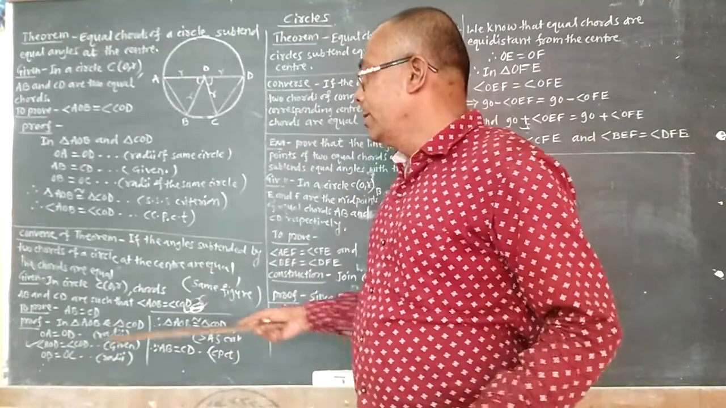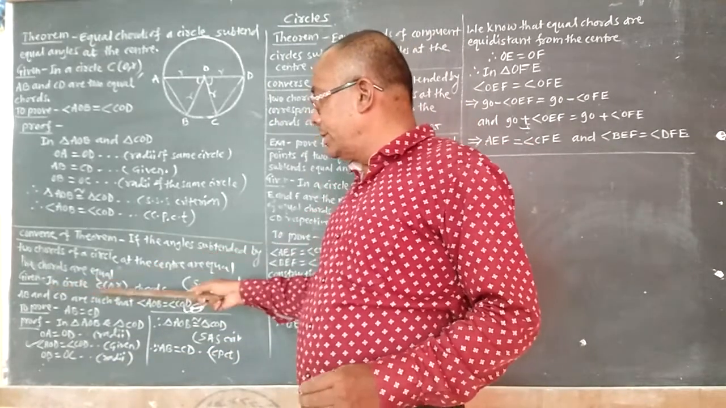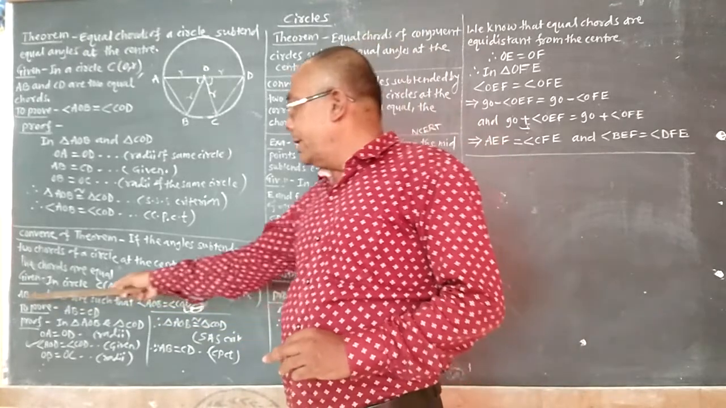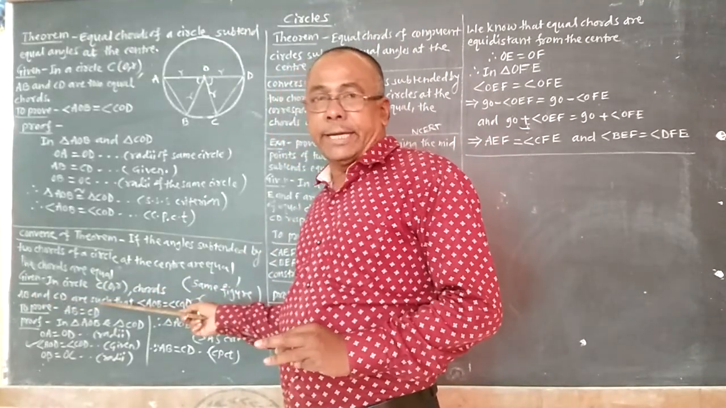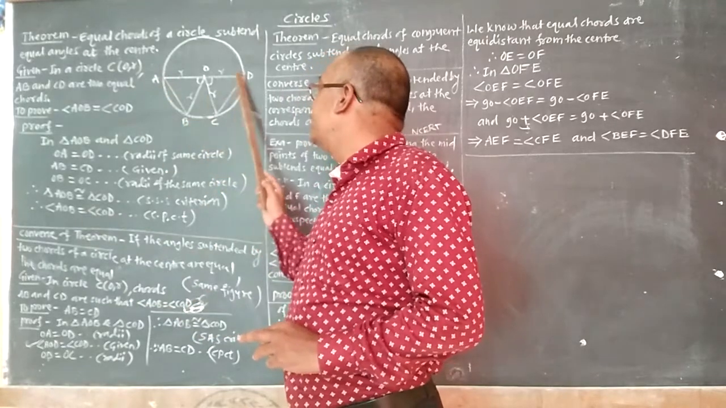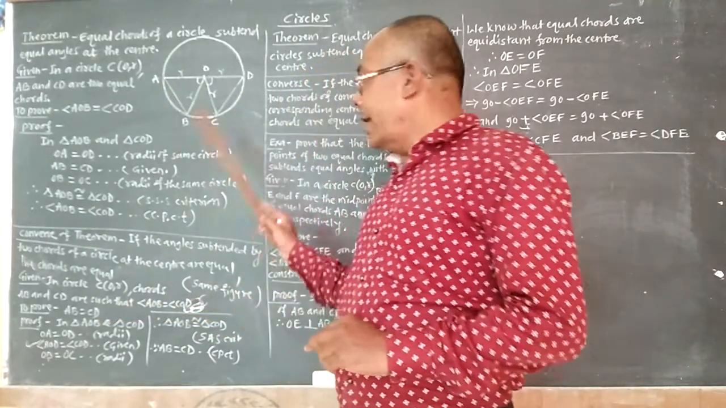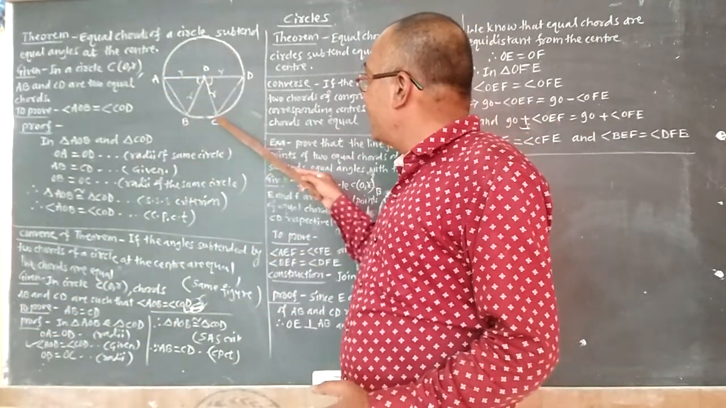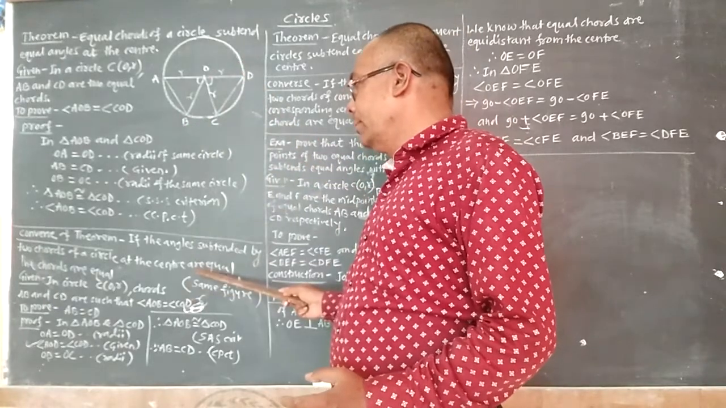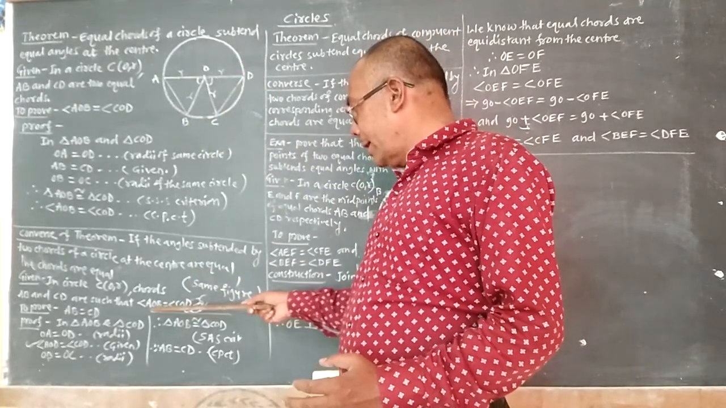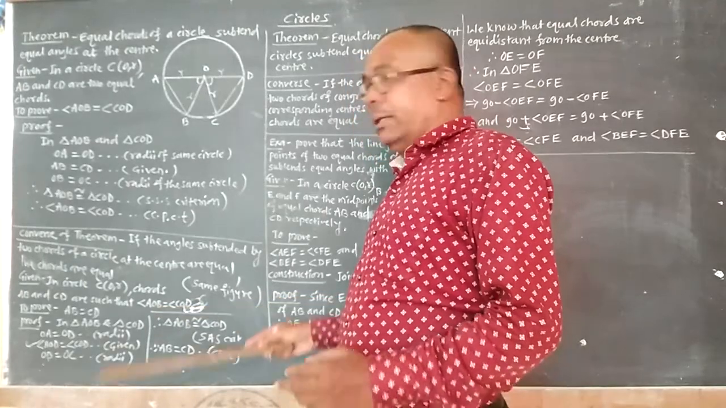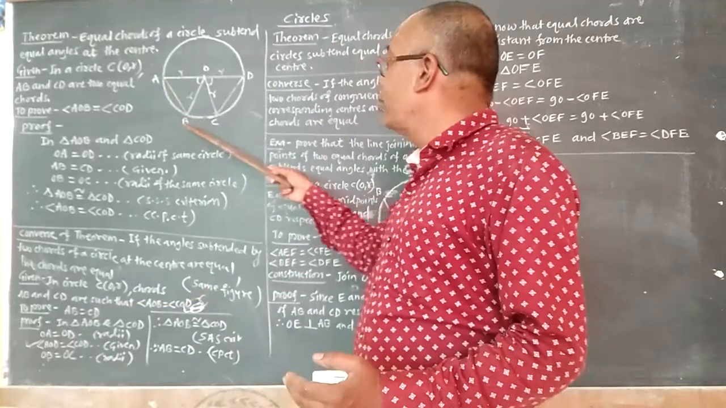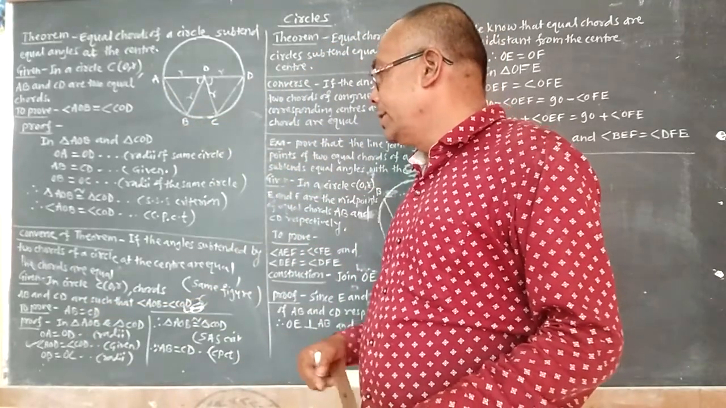So here given in a circle with center O, chords AB and CD are such that the angles subtended by them, that is angle AOB and angle COD, are equal. Here angle AOB equal to angle COD. Then we have to prove that AB equal to CD. Then chord AB equal to chord CD.